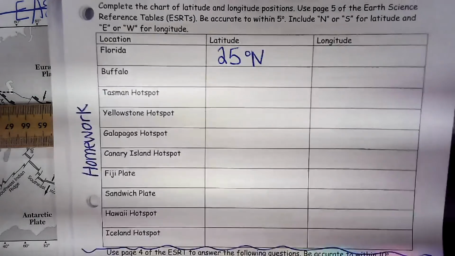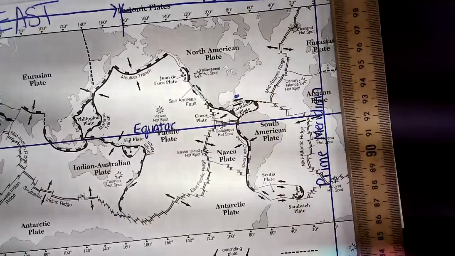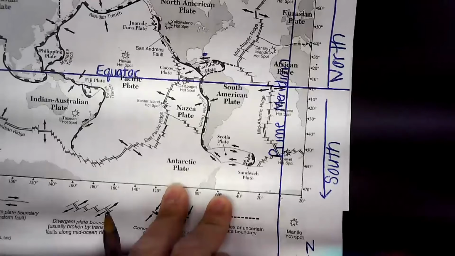Same thing for longitude. Now you're gonna take your ruler and put it on the prime meridian. I froze my camera. Of course I froze my camera. I bumped it. Dumb thing.